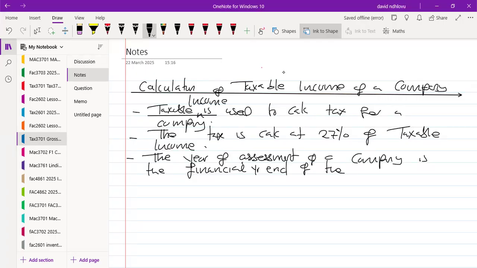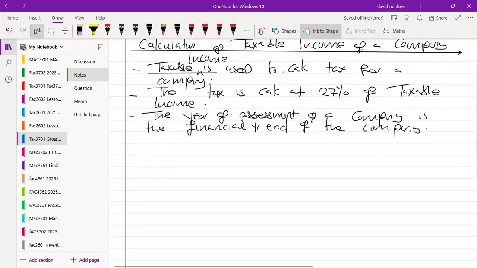If you've got a company whose financial year ends on 28 February, then the tax year also ends on 28 February. So it simply mirrors the company's financial year end date. So the financial year end of the company is the same as the tax year. So when we calculate to say this is the tax for the year 2023, it can be ending in July, in April, or any day as long as it mirrors the financial statement dates for that particular company.